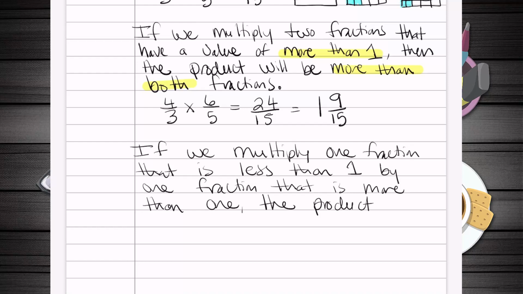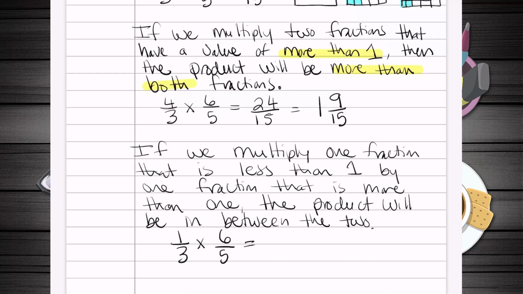If we multiply one fraction that is less than 1 by one fraction that is more than 1, the product will be in between the two. If we multiply one fraction that is less than 1 by one fraction that is more than 1, the product will be in between the two.